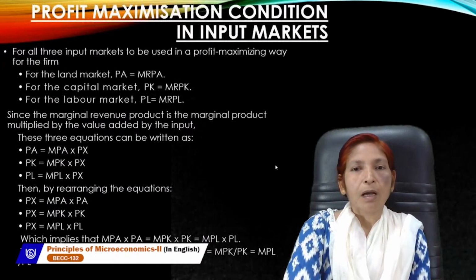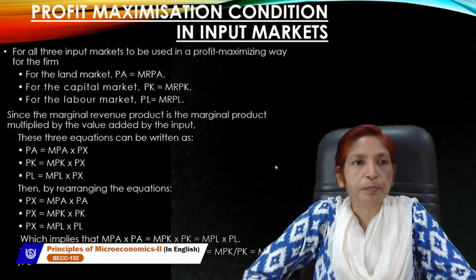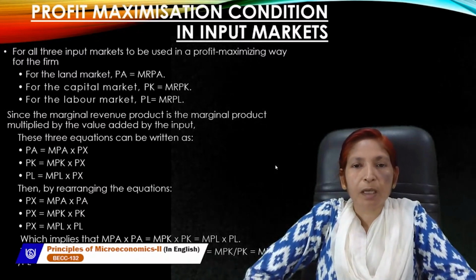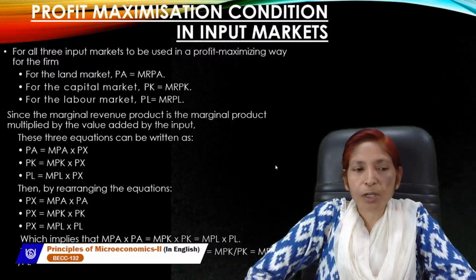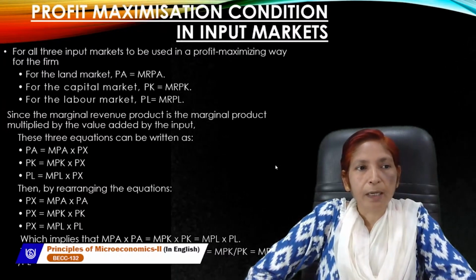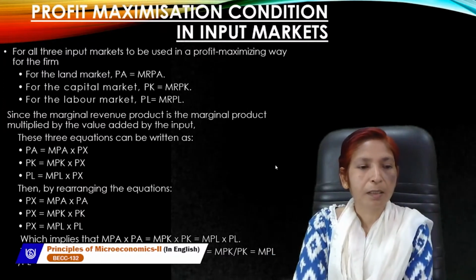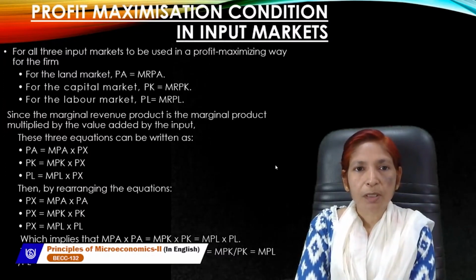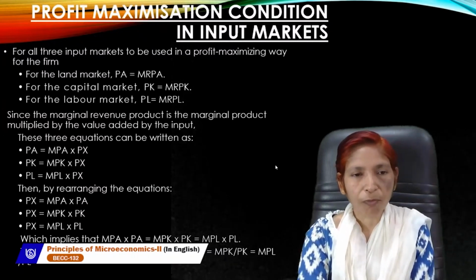Next is the profit maximization condition in the input market. How can profit be maximized in the input market? As we know, the factors of production are four: land, labor, capital, and entrepreneur, and for these input markets, like land market, capital market, and labor market, we can use the profit maximizing condition with the help of this equation or formula.